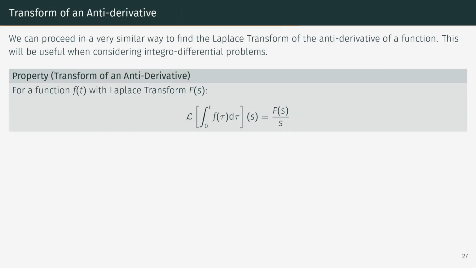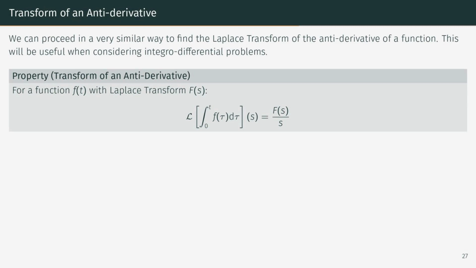We can proceed similarly to find the Laplace transform of the antiderivative of a function. This will be useful when considering integro-differential problems. For those not familiar with the wording, an integro-differential equation is just an equation that involves both integrals and derivatives of a function.